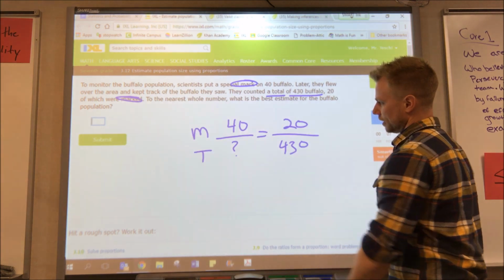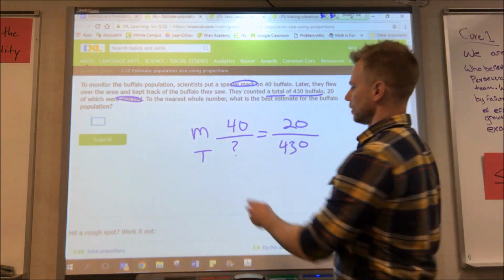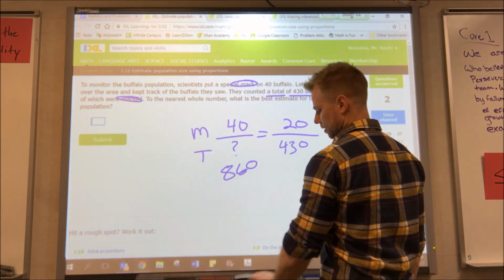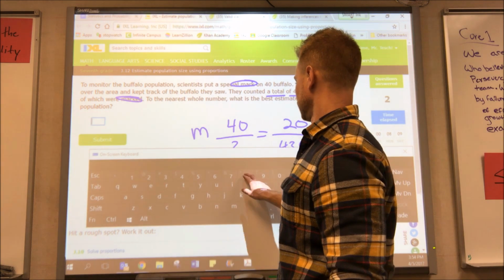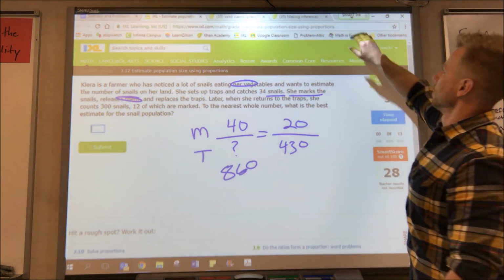Cross multiply and divide. Again, you can use a calculator to solve that. We get 860 after we cross multiply and divide. Let's plug that in. Perfect.